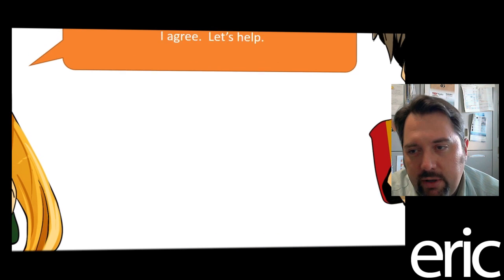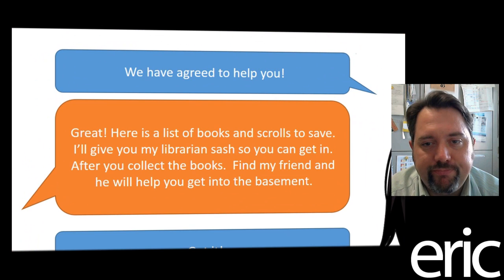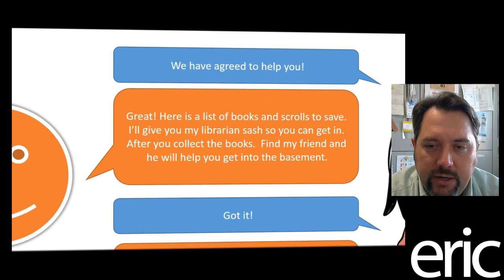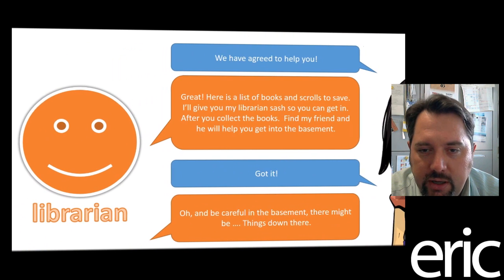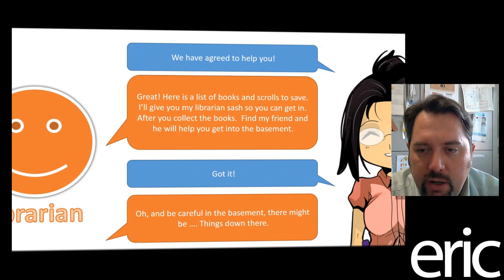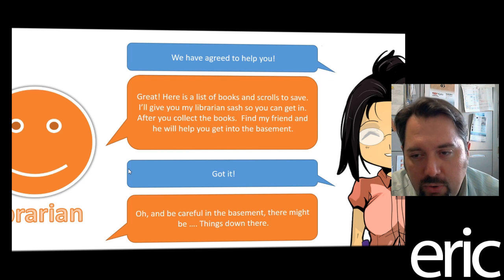Sounds like the best idea we have. Let's do it. I agree. Let's help. We have agreed to help you. Great. Here are a list of books and scrolls to save. I'll give you my librarian sash so you can get in. After you collect all the books, find my friend and he will help you get into the basement.